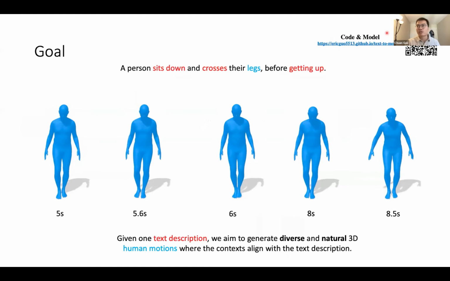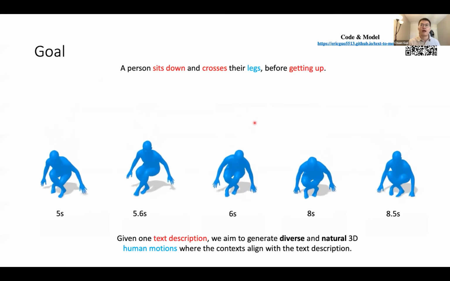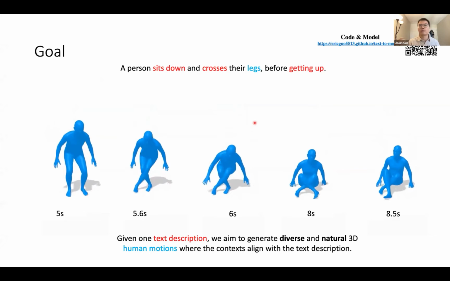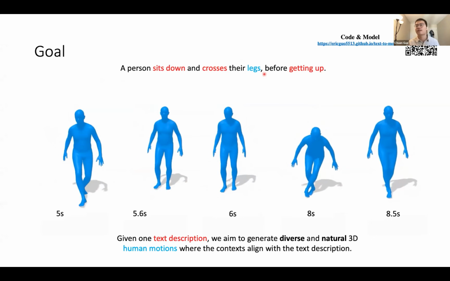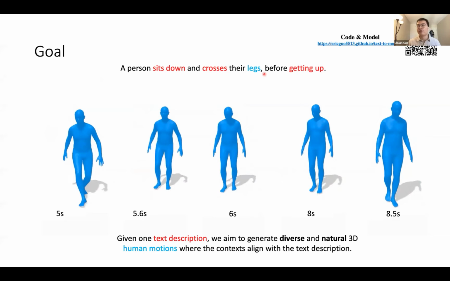When we talk about text to motion, what we are doing is: if you provide a text description, we aim to generate a diverse set of and also natural 3D human motions where the content of the human motion aligns with the given textual description. For example, given the description "a person sits down and crosses their legs before getting up", these are examples of generated results from our model. We can see the character performing this textual description in different ways and with different durations.